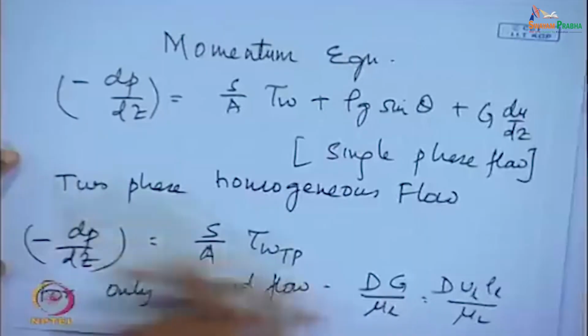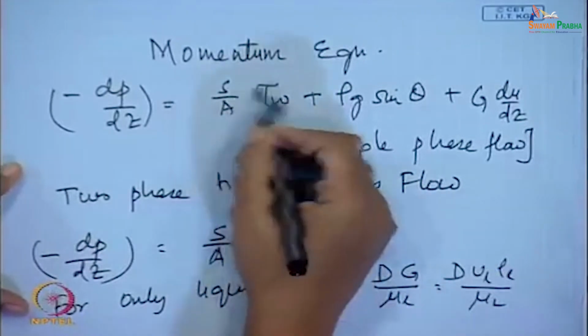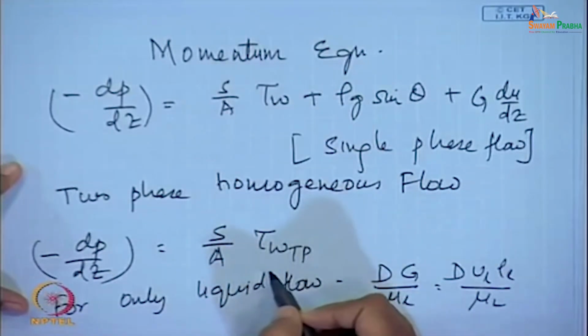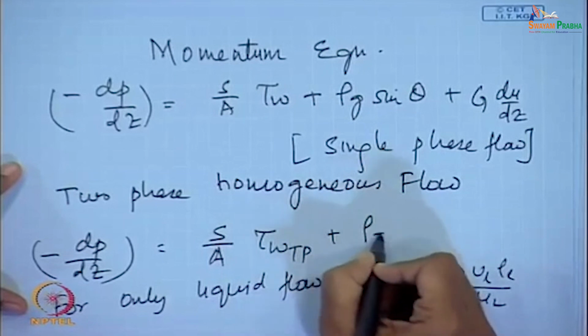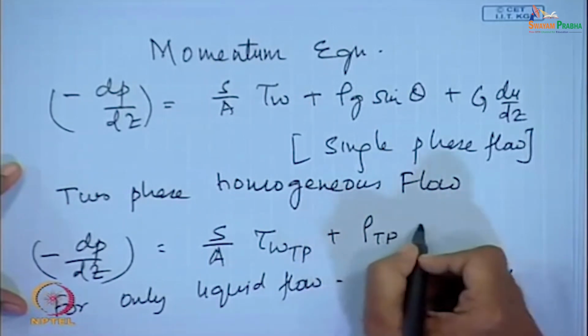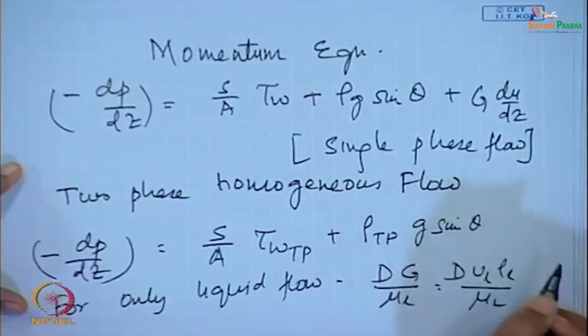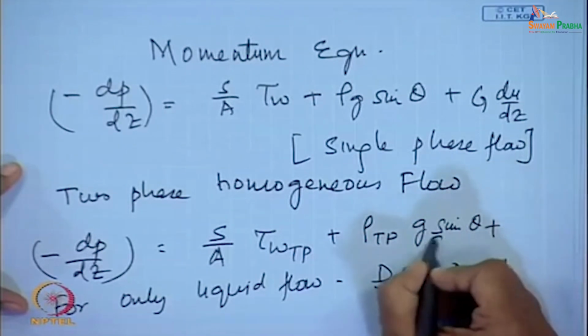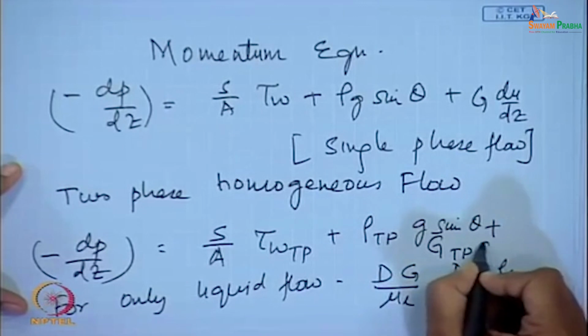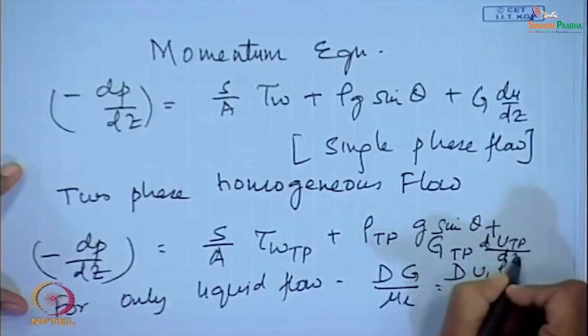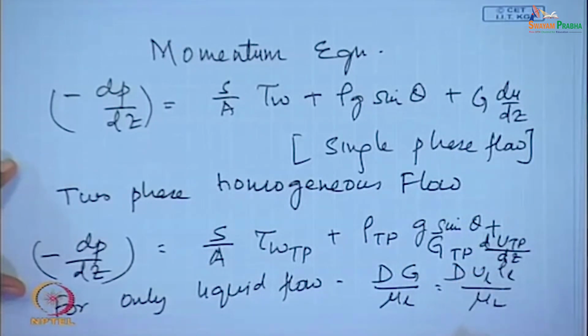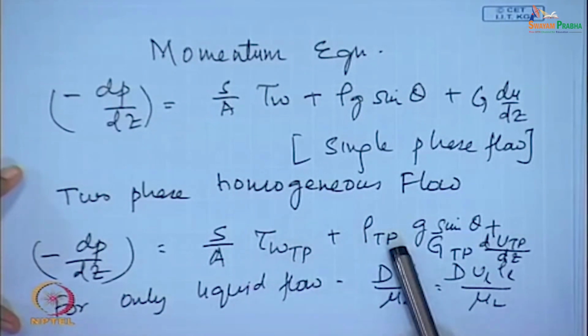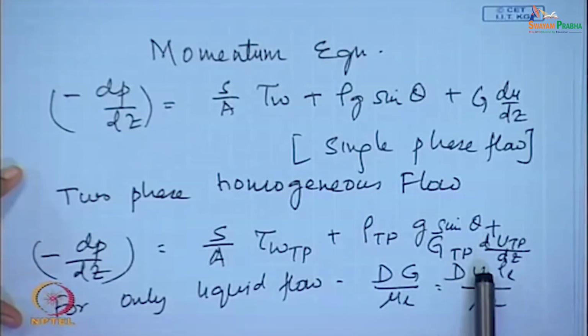Agreed? So, therefore, to continue with this, here we have, instead of S by A tau W, tau W two phase. Then here it has to be rho_TP g sin theta, is it not, plus g_TP u_TP dU_TP dz. Agreed? Where this is the frictional pressure gradient, this is the gravitational pressure gradient, this is the acceleration pressure gradient.